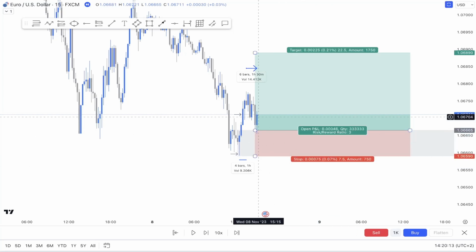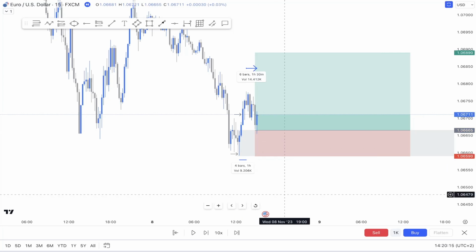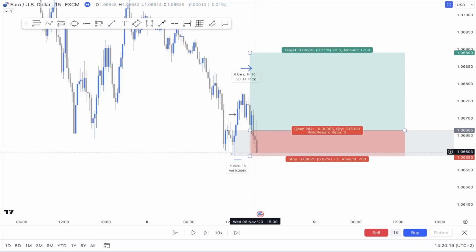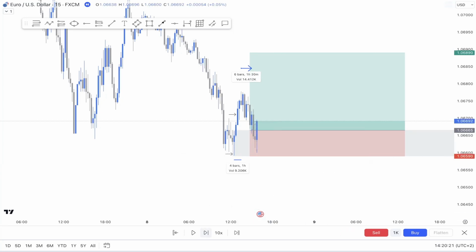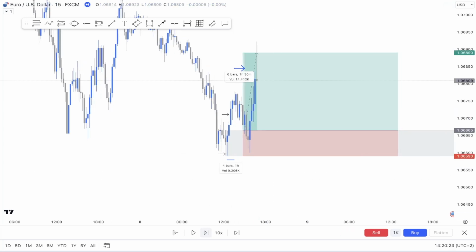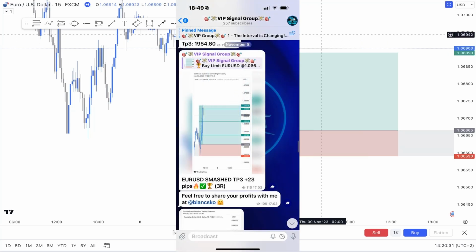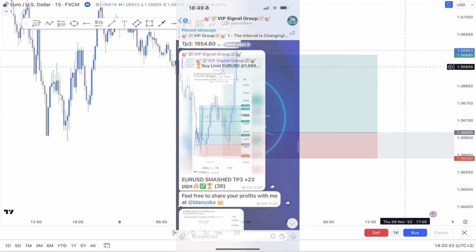And as we can see, we have a very nice sniper reaction on our demand level. Okay, let's play the price. We faced a bit of drawdown here, but then price reversed and it continued to head higher and higher. And as we can see, all the targets were smashed. And of course, I will attach a picture on the screen right now to see exactly when I updated that. This trade smashed all the targets.